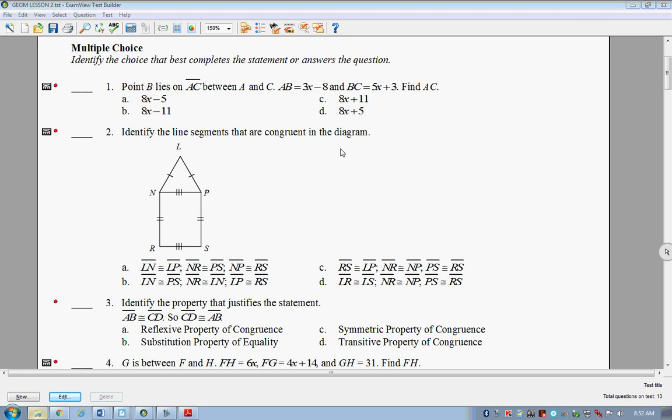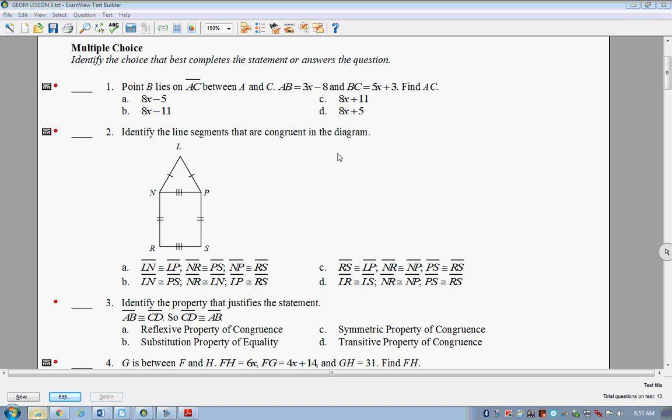Here, in number 2, you're looking at tick marks, so segments that we know are equal to each other because they have the same tick marks. I'm going to fast forward through this. In L is congruent to LP. In P is congruent to RS. In R is congruent to PS. So I'd look for the statements down here that match with that.